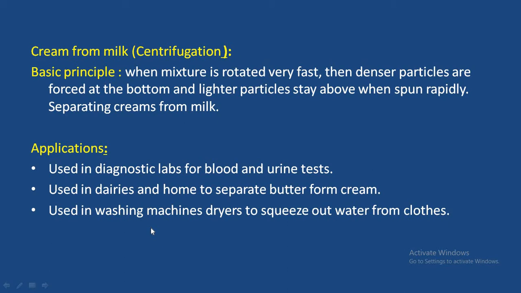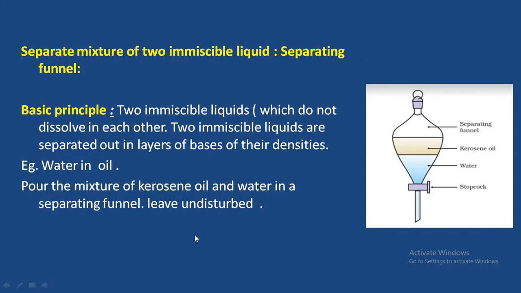And the next one is how we can separate two miscible liquids. What is the meaning of miscible liquids? Miscible liquids are those liquids which can be dissolved easily, meaning they mix with each other.